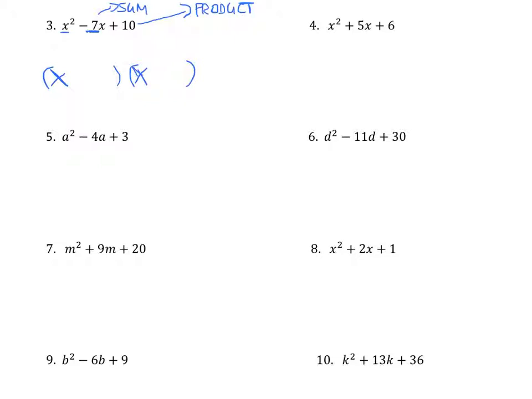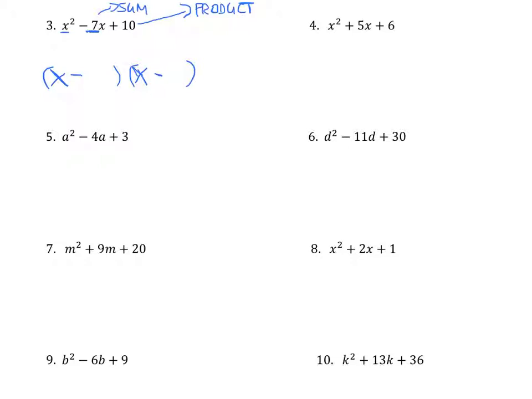Now since this last sign is a positive and the first sign's a minus, it's going to be the same sign as the first. So both of these are going to be negatives in here. So it's going to be x minus, x minus. Alright, so you always get the setup first, which really isn't a whole lot of thinking.